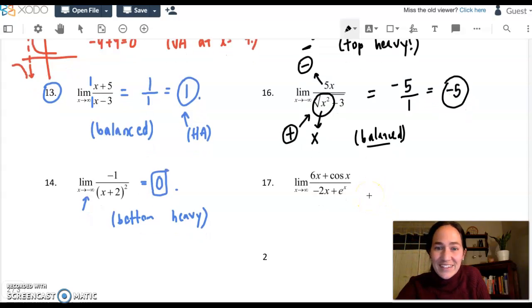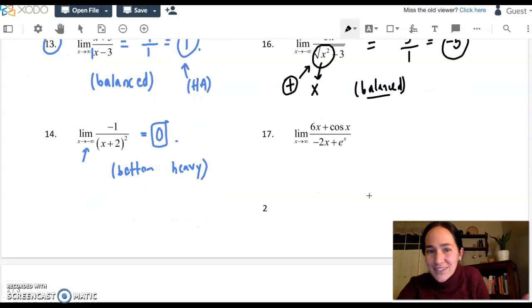And last but not least, let's look at 17. I had to put the craziest one. I had to save it for last. Look at what dominates. This is called a transcendental function. It's got trig in it. It's got e to the x in it. You've got a 6x, a cosine, negative 2x, and e to the x. Which one would win in a fight if x were getting bigger and bigger and bigger?